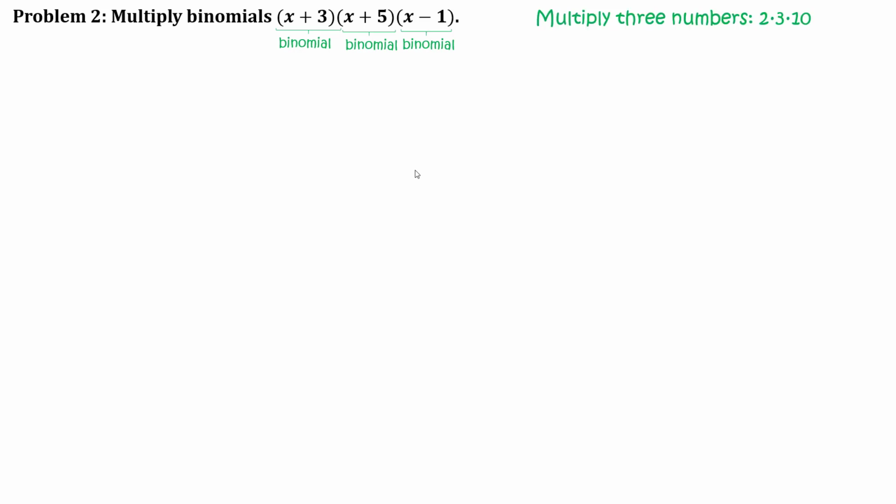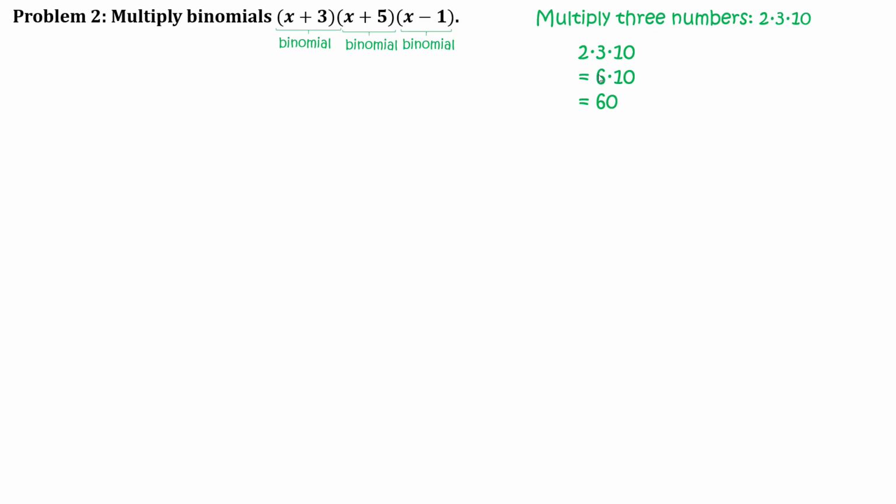So I did say polynomials behave in the same way as numbers. If you want to know what to do next, or to anticipate what to do next, ask yourself, what do you do when you multiply 3 numbers? If you're asked to multiply 2 times 3 times 10, you can do one of 2 things. You can multiply the 2 and the 3 first, the first pair, get a 6, and then 6 times 10, get a 60, okay?